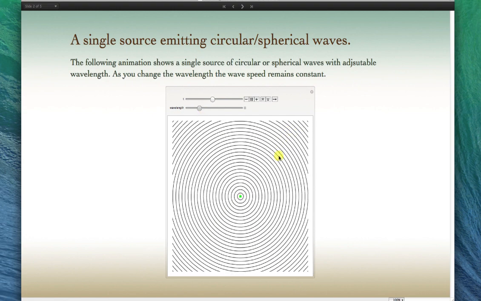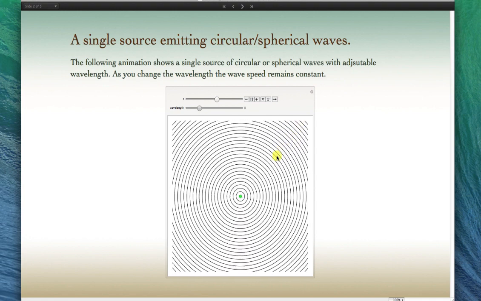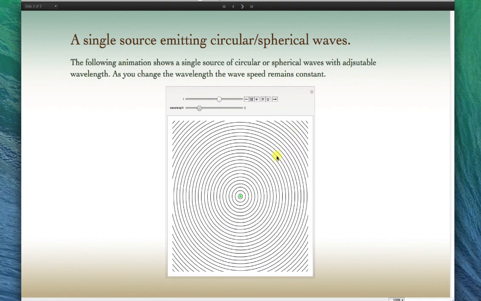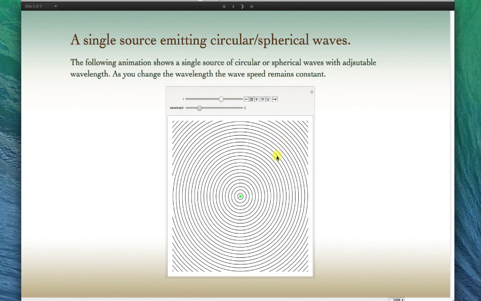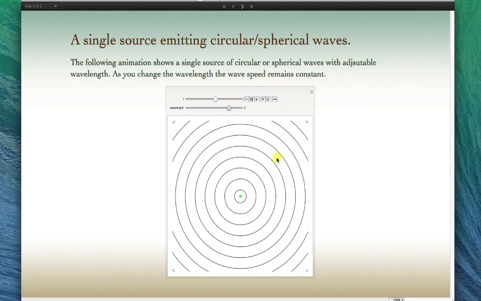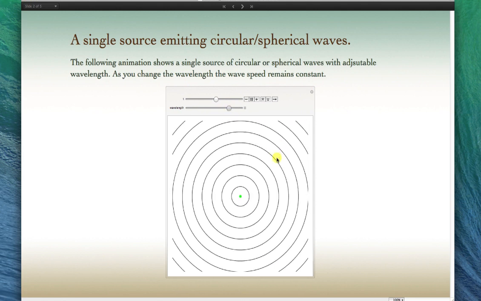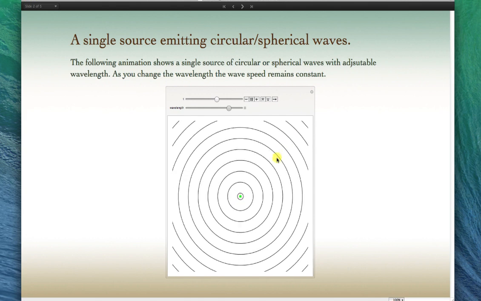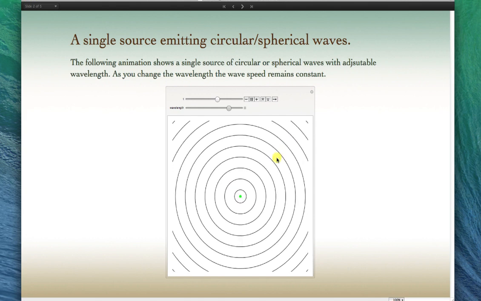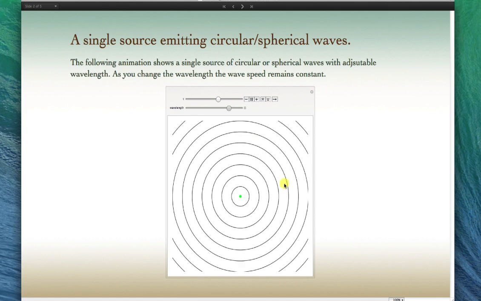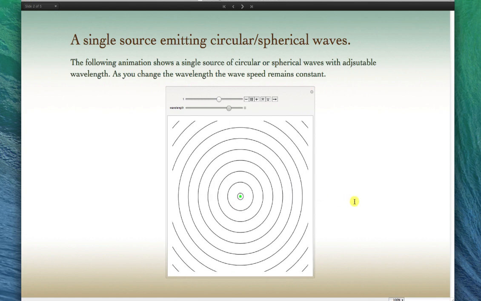If you think about being at one single point in space, the amount of time between maximums is now smaller, so the frequency is higher than when the waves are large. When the wavelength is larger, the amount of time between successive maximums is longer, so the frequency is lower. So you can play with this. This will be available on the D2L site for you to play with if you wish.